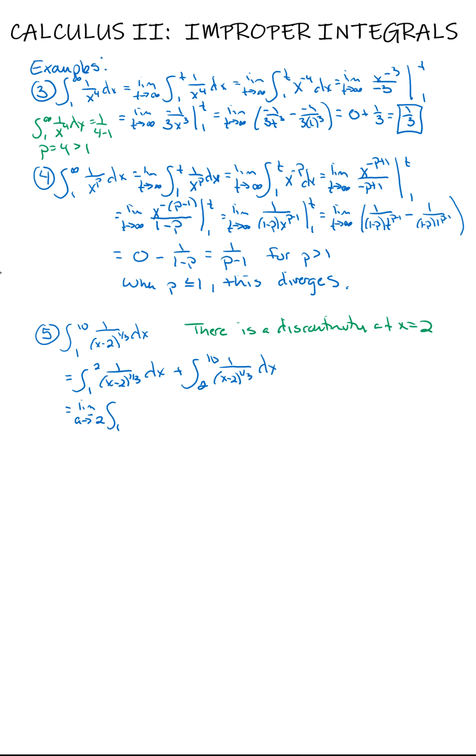And then we're going to take the integral from 1 to a. The second one, we'll take the limit as b goes to 2, but from the right-hand side. Again, it has to be from within our interval. So from 2 to 10, that's going to have to be from the right-hand side, just like this one from 1 to 2 was from the left-hand side. And this second one, we integrate from b to 10.